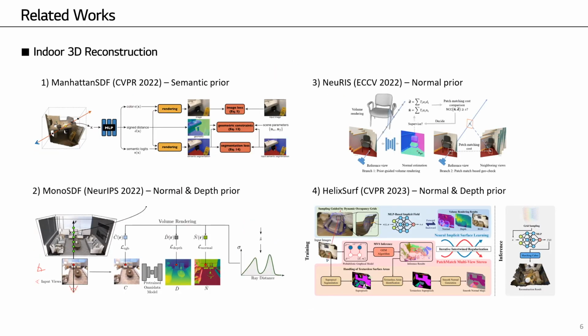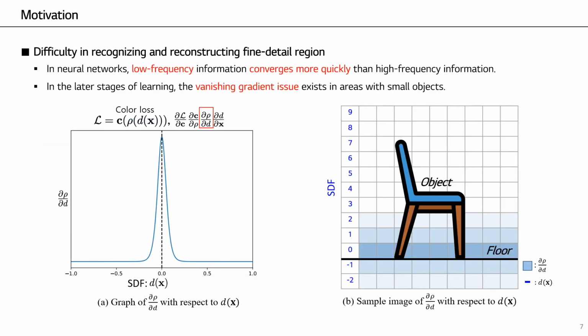Therefore, recent research on indoor scene 3D reconstruction utilizes geometric priors such as semantic segmentation, normals, or depths, which are extracted through pre-trained networks or multiview stereo techniques. Despite using priors, limitations persist in intricate areas like thin structures. The graph indicates that higher SDF values lead to a quickly vanishing loss gradient, making it difficult to reconstruct thin objects. Thus, due to the vanishing gradient issue, complex object surfaces are harder to reconstruct than smooth room layouts.